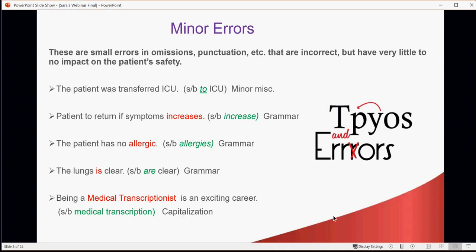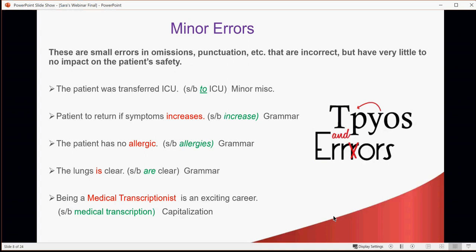"Patient to return if symptoms increases." Same idea. Should be "increase." It's a grammar error. We understand what is meant by this statement. "The patient has no allergic." Exactly the same thing. "No allergies." Another grammar error. "The lungs is clear." Should be "are clear."